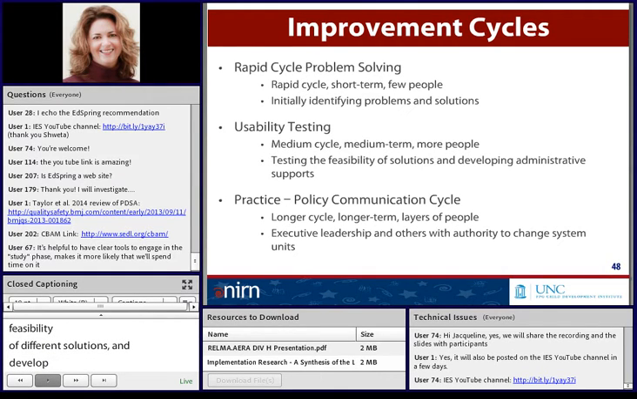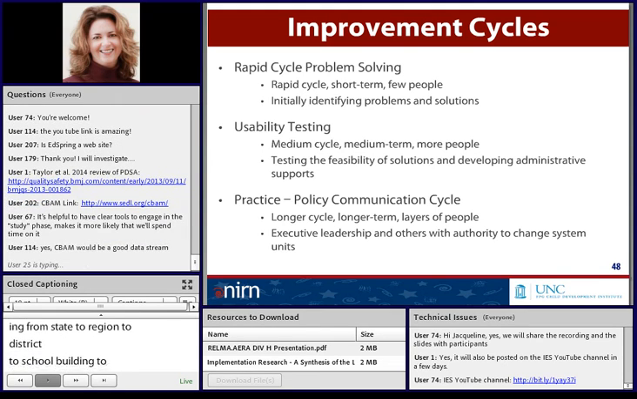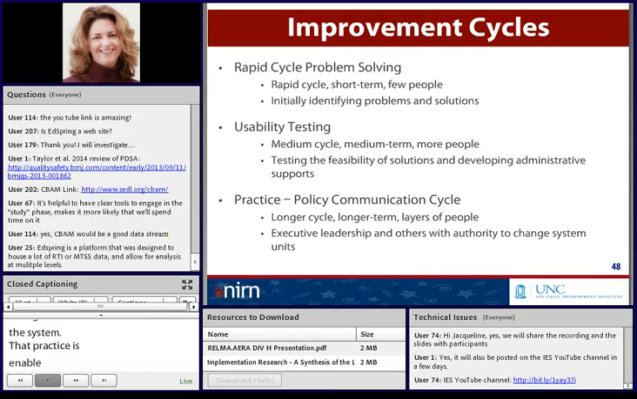And then finally, we have our longest and largest cycle, which is the practice policy communication cycle, which involves layers of people. So think from a state to a region to a district to a school building to a classroom, and it's about executive leadership and authorities working to change the system. So that practice is enabling policy, policy is enabling practice, and practice is informing policy.